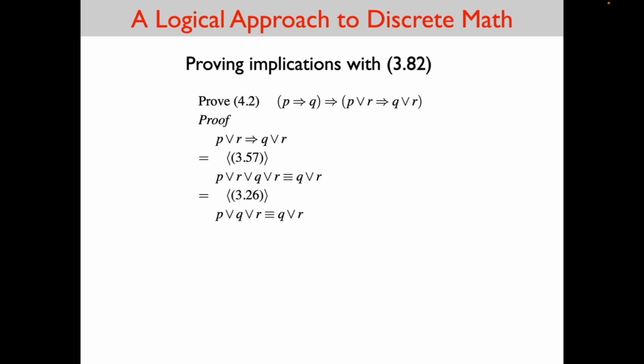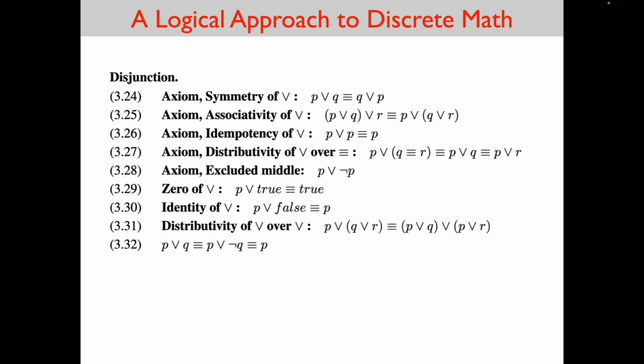Now, sports fans, do you remember how disjunction distributes over equivalence? Do you remember that one? Maybe we better look at that one. Here, let's go back. Okay, here it is, 3.27, axiom, distributivity of disjunction over equivalence. So you see we have P or (Q equivalent R) equals P or Q equals P or R.